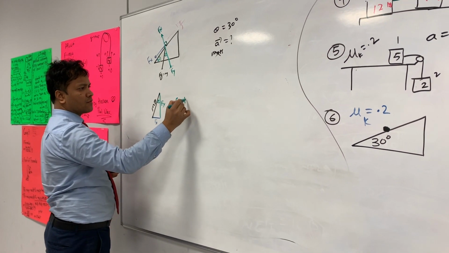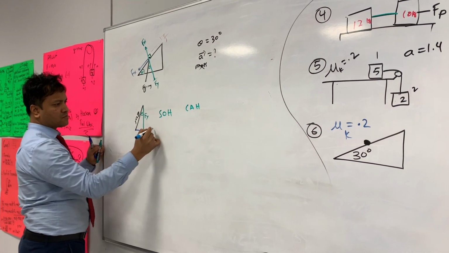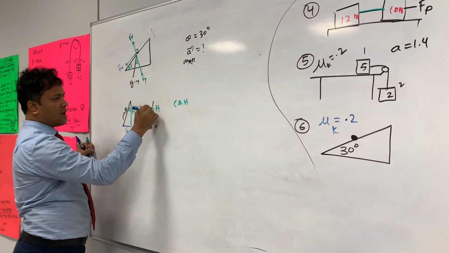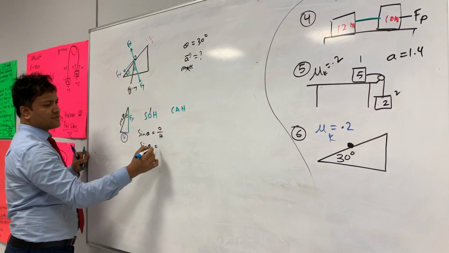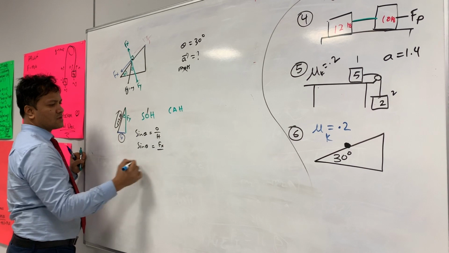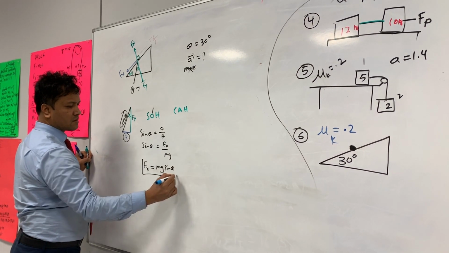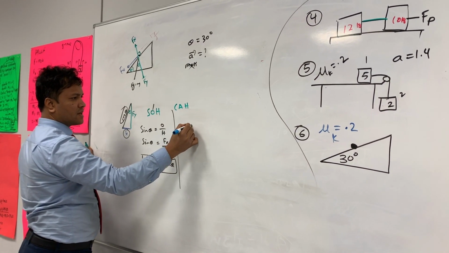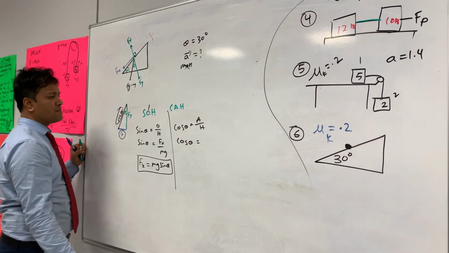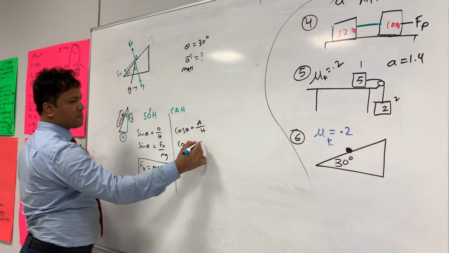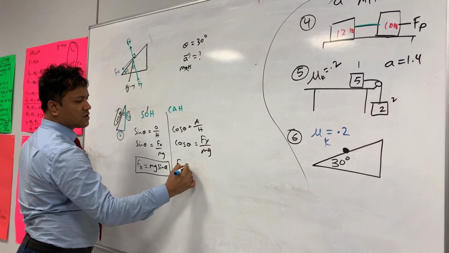So, stay calm. We don't have to deal with the true-up. Sine theta is opposite over hypotenuse. What is opposite? Fx. And what is the hypotenuse? mg. So Fx is equal to mg sine theta. Cosine theta is adjacent over hypotenuse. What is adjacent? Fy. What is the hypotenuse? mg. So Fy is equal to mg cosine theta.